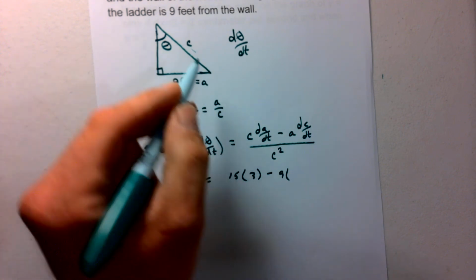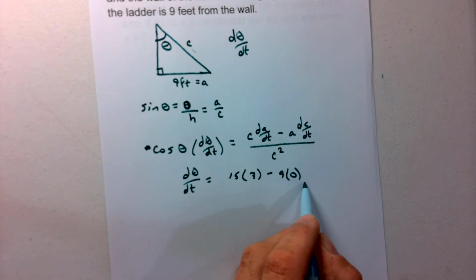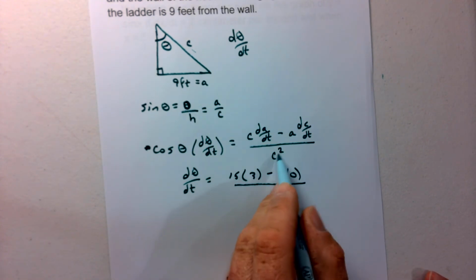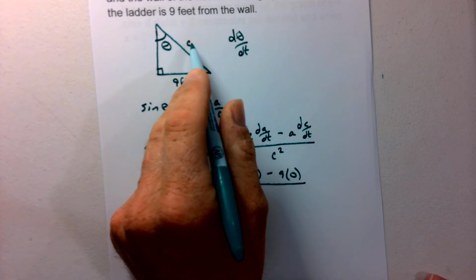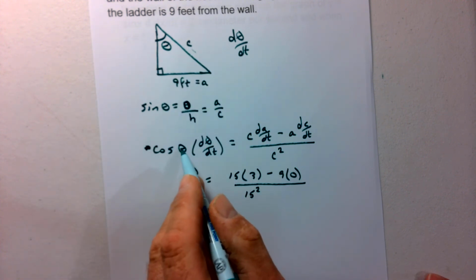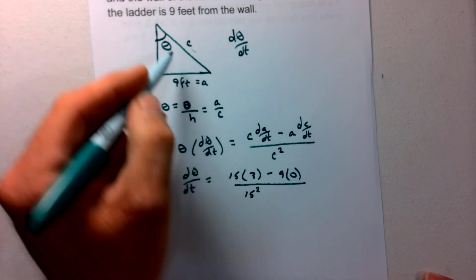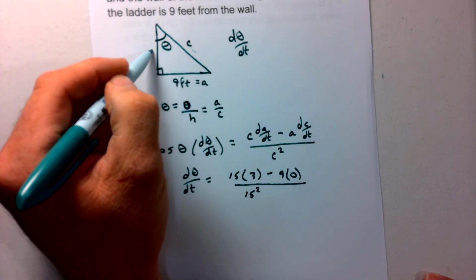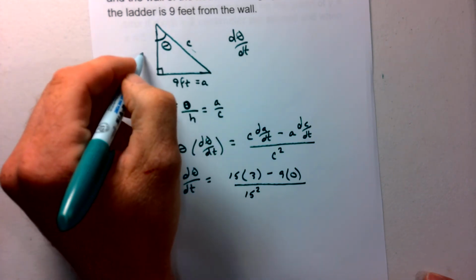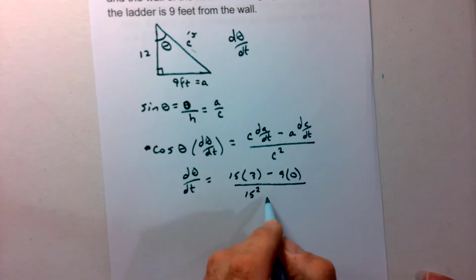dc dt, remember again, is going to be 0. It's not going to change. Divided by c squared. C was, again, 15. So we have 15 squared times the cosine of theta, because we're going to divide by the cosine of theta. So the cosine of theta is the adjacent over the hypotenuse. Our adjacent was 12. So we have 12 over 15.